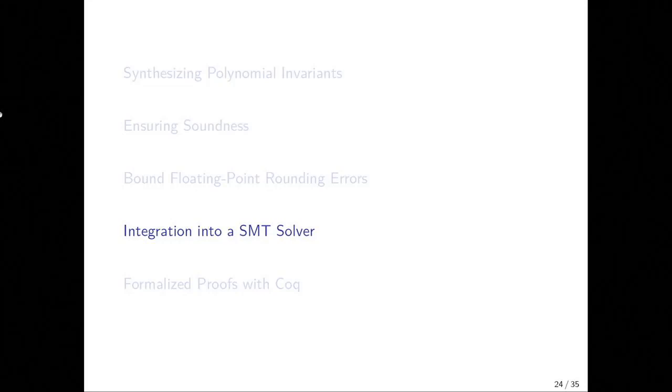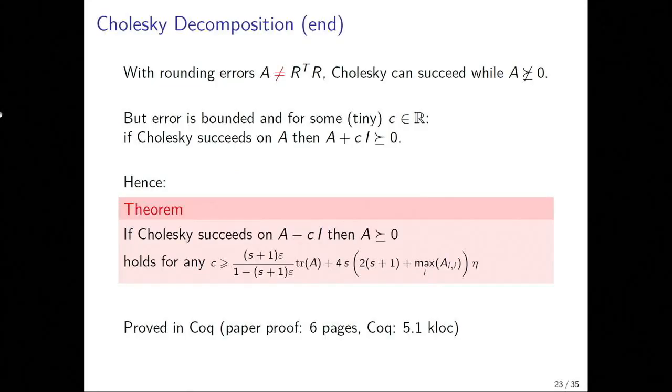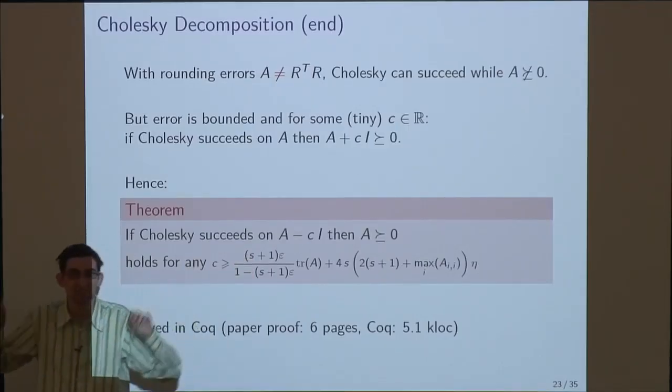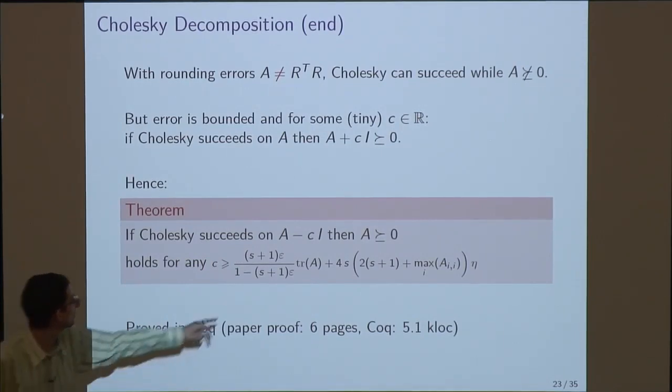So how do we integrate those? Can you go back one second? Yeah. What is the epsilon here? It's the same as before. It's the relative precision of the floating point arithmetic format. Okay. So basically, it's 10 to the minus 16. So this is really small.